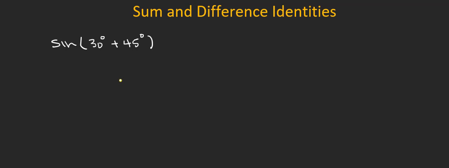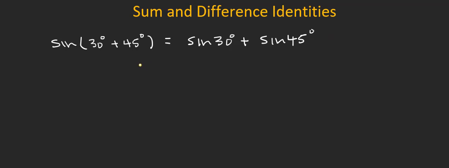In this video, we'd like to talk about sum and difference identities. So let's first begin with this example: sine of quantity 30 plus 45. Now let me ask you a question. Is this the same thing as sine of 30 plus sine of 45? What do you think?